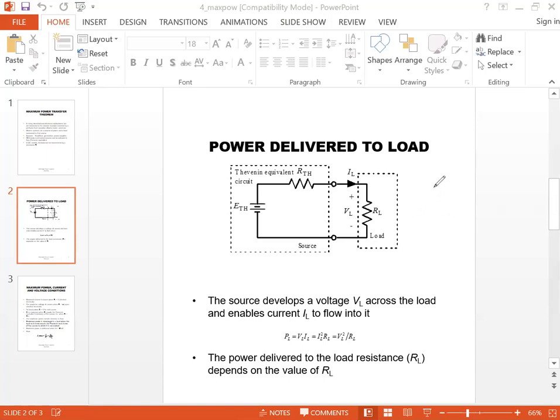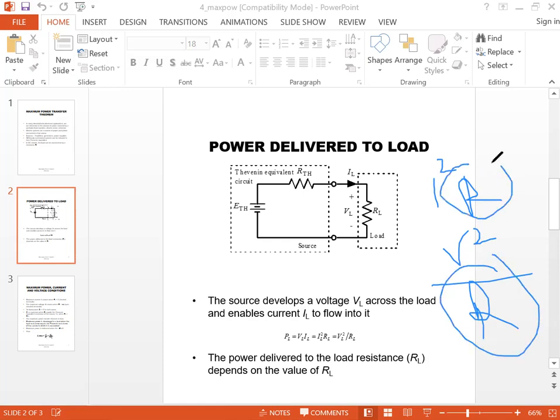it is I square into R, or V square over R. So in both cases, this R is very, very important. I may be changed, but R is a constant value for any particular device. So this P is dependent on R, and when R is equal to RTH, we can find the maximum power delivered to the load.